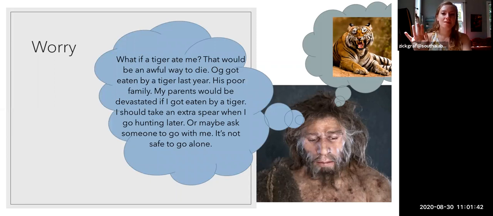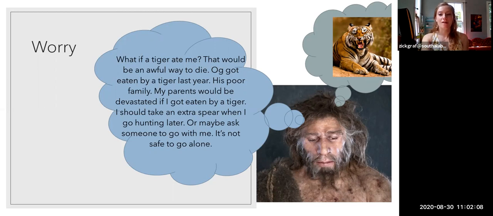If anxiety is future-oriented, worry is even more abstract and future-oriented. If it's adaptive to feel anxious when we're in a dangerous situation, worry happens when we're in a safe situation, but we're thinking ahead to a time when we might be in a dangerous situation. So our anxious caveman who's safe at home in his cave might be thinking about going out hunting later and worrying about what would happen if a tiger ate him.